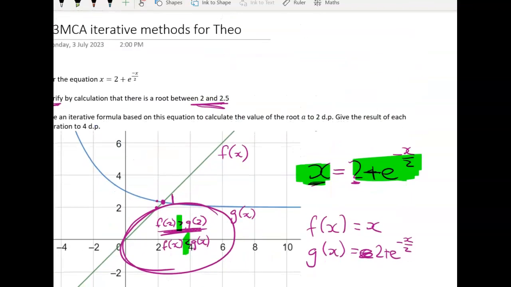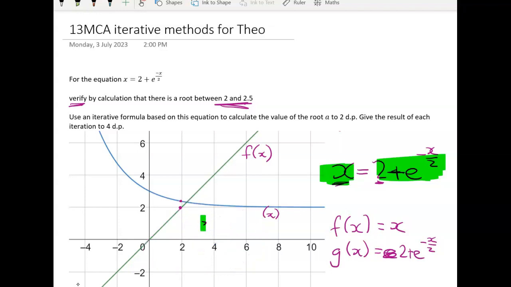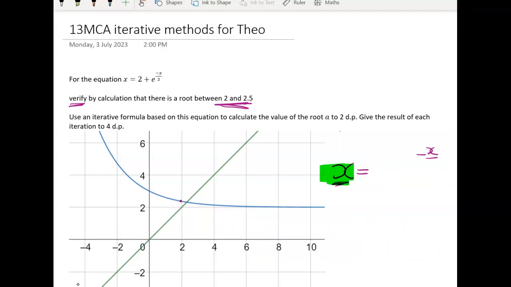Something weird is happening with my stylus. Let's have a look. So we've verified that there's a root, and then we have to use an iterative formula based on this equation to calculate the value of the root to 2 decimal places. Just going over what we're going to do here, we're going to have an updating rule, and we need to take the original equation that we've got and somehow make x the subject.